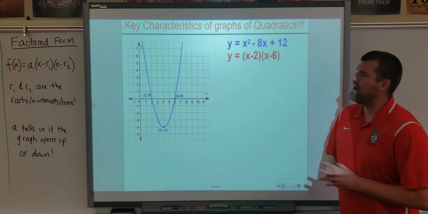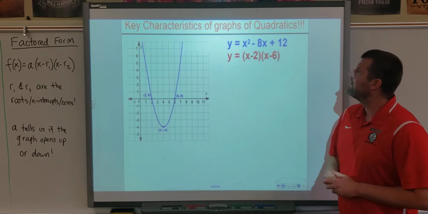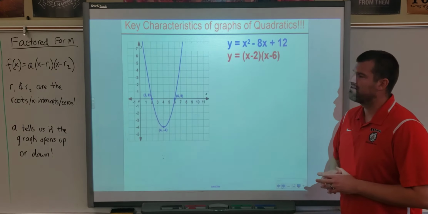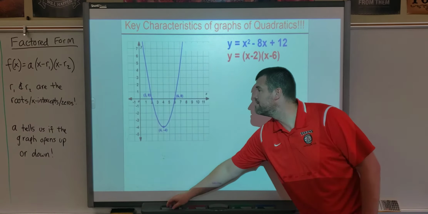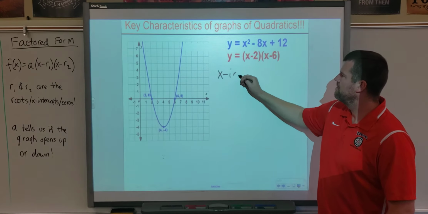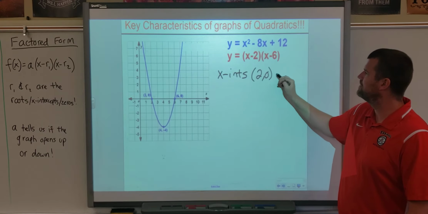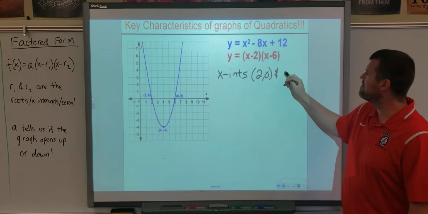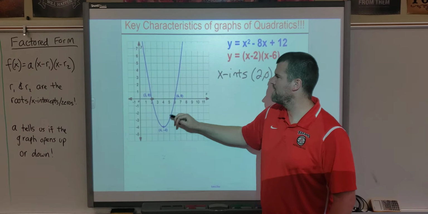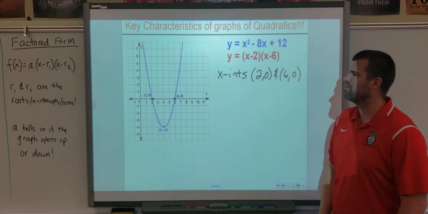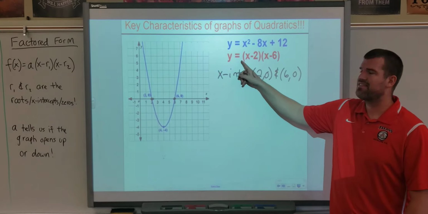Okay, looking at the graphs of quadratics, this is the standard form. We'll talk more about standard form in a future lesson. But the factored form of this is (x - 2)(x - 6). If it's in factored form, we know that the roots, or the x-intercepts, are going to be the opposite of -2, so positive 2, and then the opposite of -6, so positive 6. If we look at the graph, we can confirm, yep, there's one x-intercept of positive 2, the other x-intercept of positive 6.